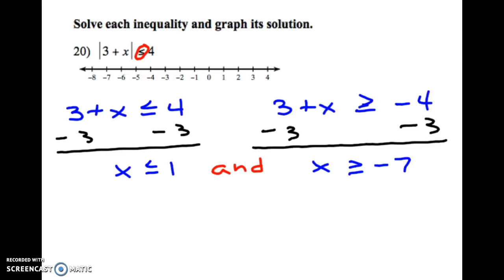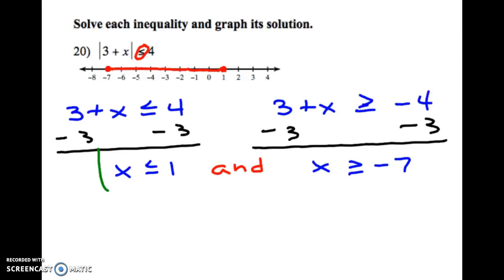On the left, we have x is less than or equal to 1, so the equal to part means we get a closed circle. We should be going to the left here. On the right, we have x is greater than or equal to negative 7, so we find the negative 7, the equal to part, closed circle. This time we're going to the right. And sure enough, we're looking at an overlap case. So it does work out like an AND.